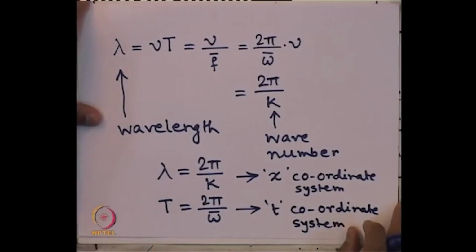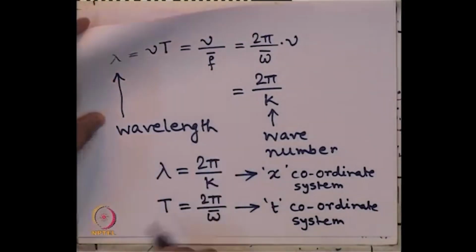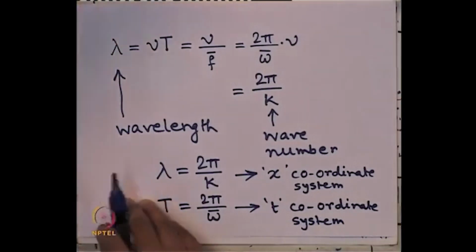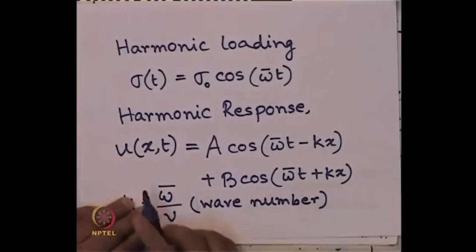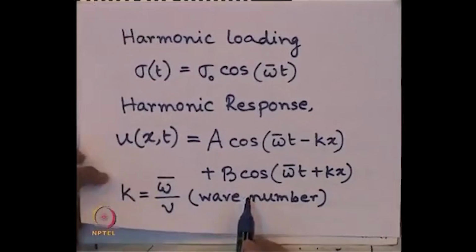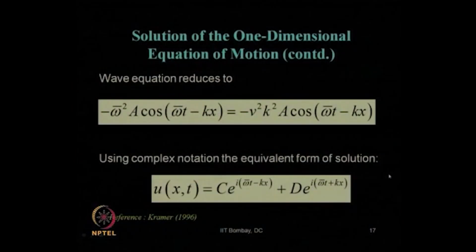So, now putting these values over here, what can we get on further simplification from this solution? Let us look at the slide over here. So, the wave equation further reduces to minus omega bar square a cosine of omega bar t minus k x equals minus v square k square a cosine of omega bar t minus k x.